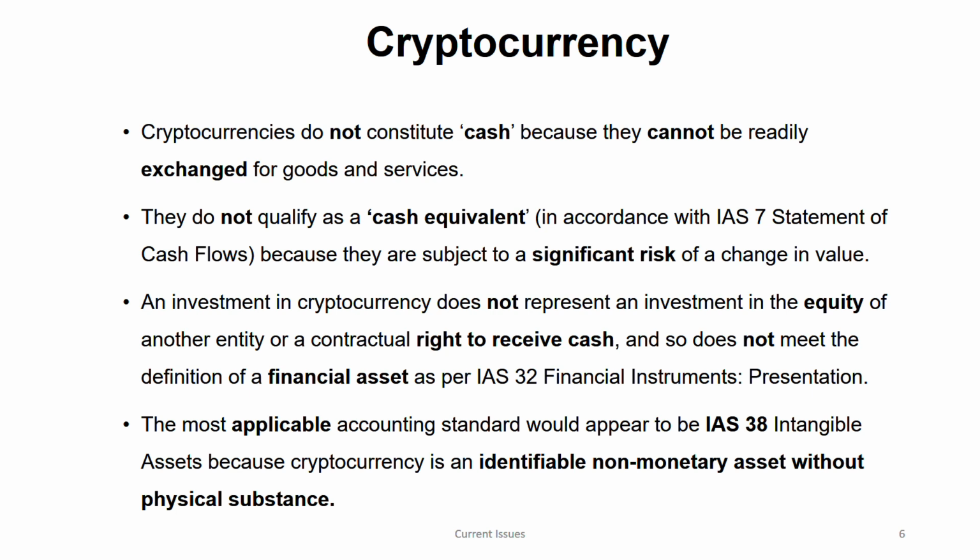So if cryptocurrency is given, it's very easy for you to say it's not cash, it's not cash equivalent, it's not equity, it's not financial asset, it is intangible asset. I remember a question from your revision kit, in a recent past paper. I don't remember the year. I have done a question on it, so I remember it. It was about cryptocurrency only. That cryptocurrency has to be categorized as what? Equity or sorry, financial asset or an intangible asset. So there it was said intangible asset.